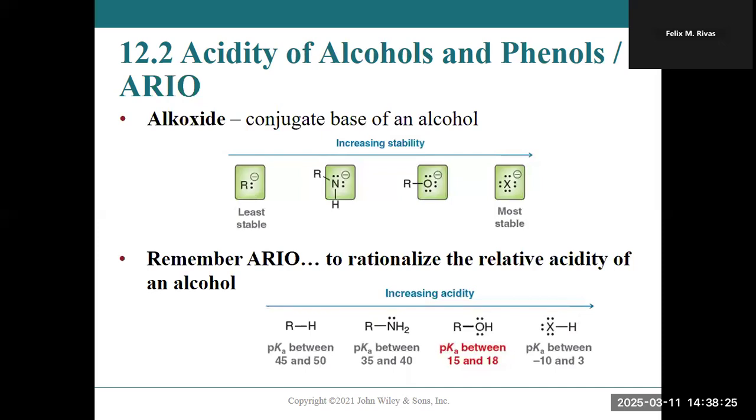The bases that we need to use to deprotonate the alcohols have to be strong enough. Therefore, when you look at the spectrum here at the bottom of the slide, alcohol's pKa is between 15 and 18. So the bases that you need to use have a conjugate acid that has a higher pKa number. Why a higher pKa number? Because a higher pKa number means it's a weaker acid, but that means that the conjugate base is way stronger.